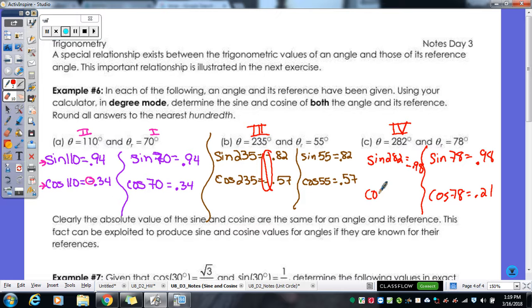All right. So cosine of 282 is 0.21, and that's exactly what we should have had. All we had to do is take our reference angle and change the sine value to be negative. The cosine value should have stayed exactly the way it was.